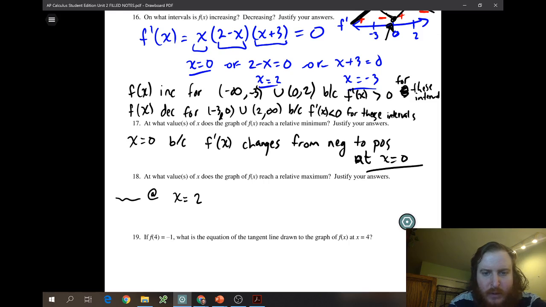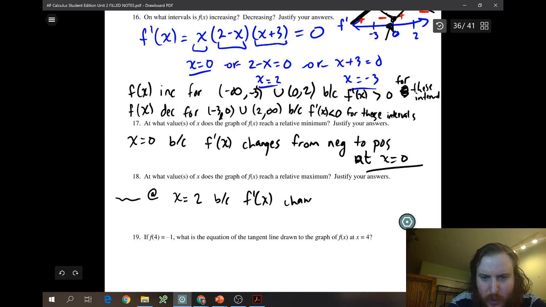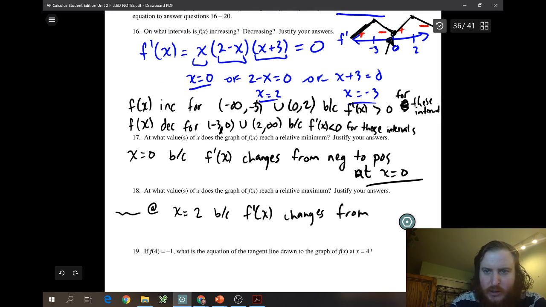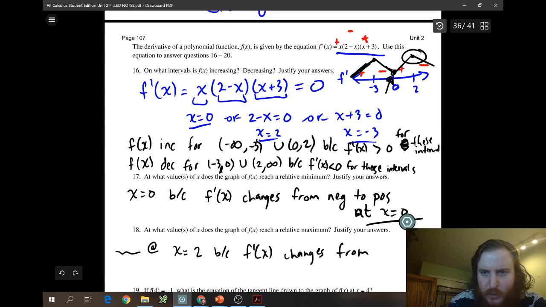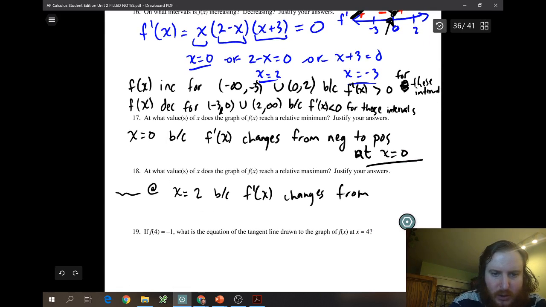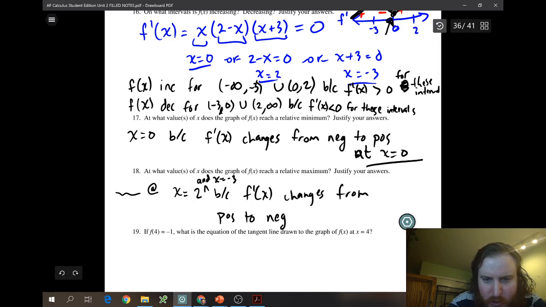So f of x has a relative maximum at x equals 2 on 18 because f prime of x changes from negative to positive. And actually, there are two answers. You should have two answers. This is my fault. I messed up. 2 is an answer, but also negative 3. So x equals negative 2 and x equals negative 3 because f prime of x changes from positive to negative at these points. See, now I'm going too fast and I'm wasting our time. Positive to negative at these points.